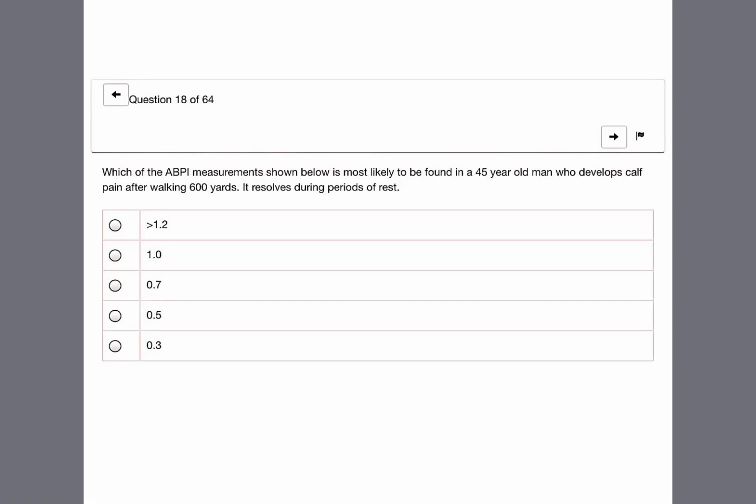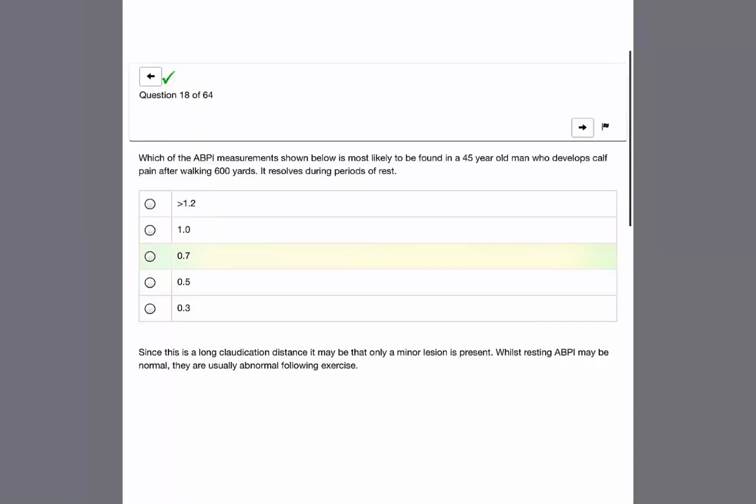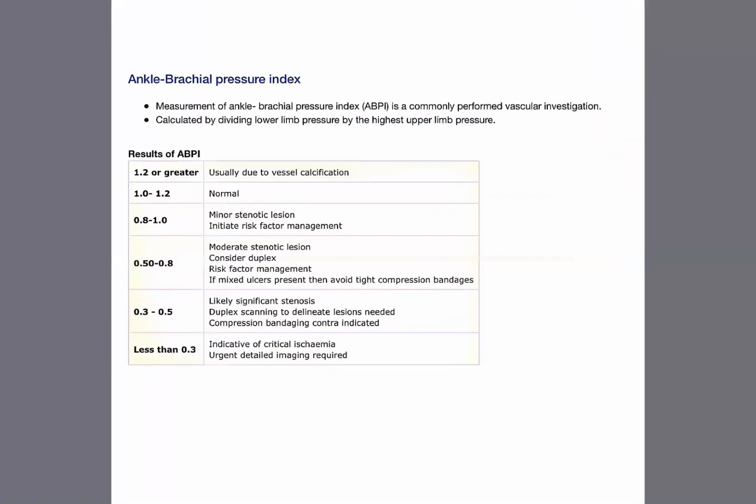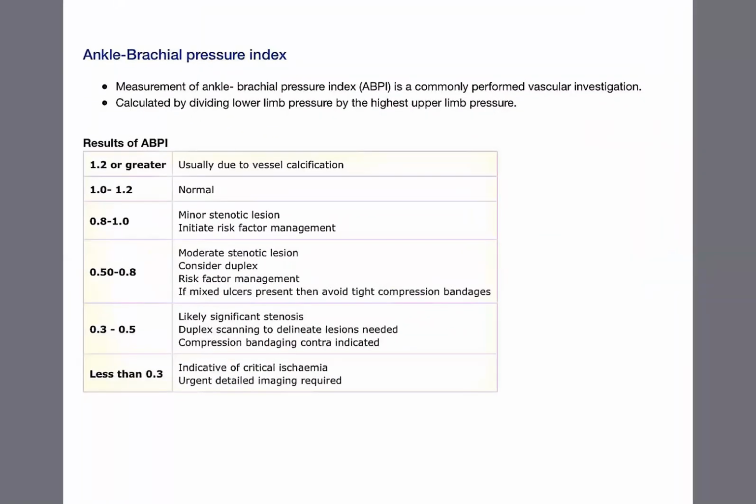Perfect, exactly. 0.3 and 0.5, this is in severe cases. 0.3 actually is critical limb ischemia, 0.5 severe. 0.7 is mild or moderate, like 600 yards, and 1.2 is almost normal. Okay. Yeah, the same here, we can't remember. From 1 to 1.2 it is normal. 0.8 to 1 it is minor.